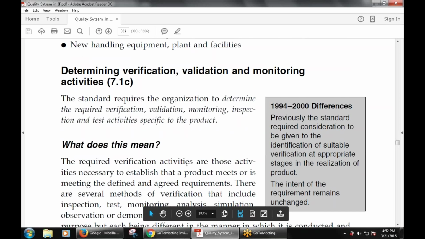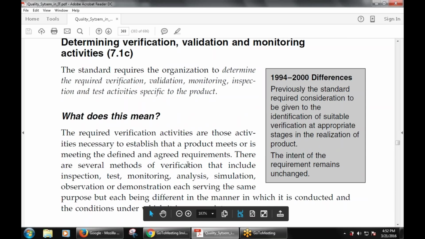The required verification activities are those activities that are necessary to establish that a product meets the defined and agreed requirements. So what are the various requirements? What are the various agreed requirements that are used to define them? That is the verification activity.